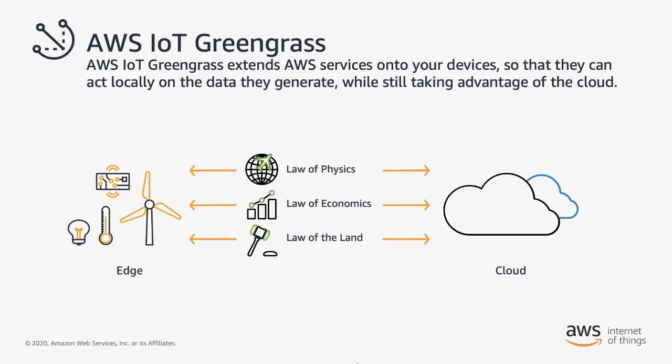And then jurisdictionally, if you're in environments where data simply cannot leave an environment, imagine a hospital or medical facility where it's mandated patient data must stay locally, Greengrass allows you to still do those cloud capabilities locally without ever sending the data outside of that particular facility.